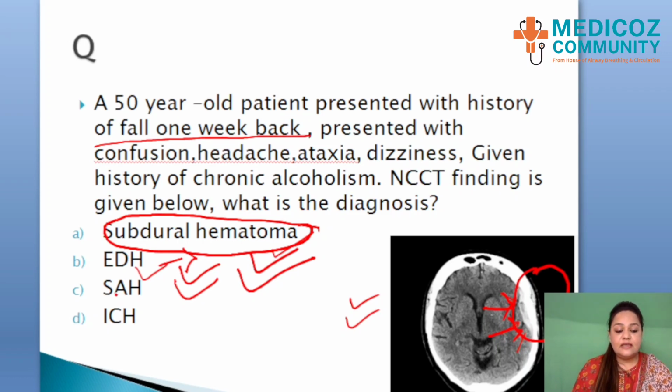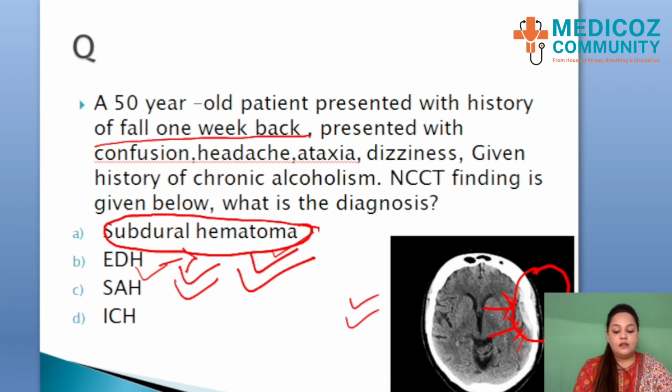Apart from that, the subarachnoid and the intracerebral hemorrhage will be acute, and they will come with immediate findings, an immediate fall or immediate injury. So these cannot be the answer for this question. The subdural hematoma is the answer here.